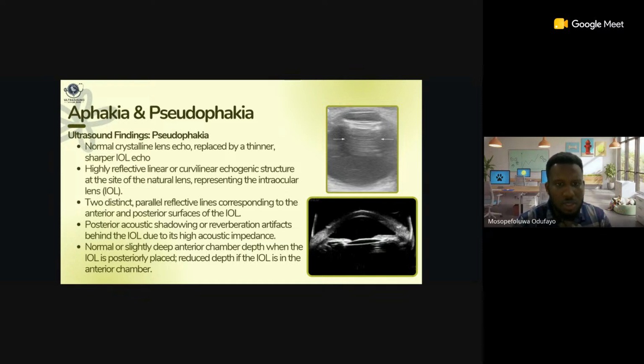Yeah, so that's just it. Also, there might be a slightly deep anterior chamber depth when the intraocular lens is placed. Why? Because the lens is more curved than the normal intraocular lens, and so that flattening allows room for you to have more anterior posterior diameter. Is that okay? And so that's what it is.